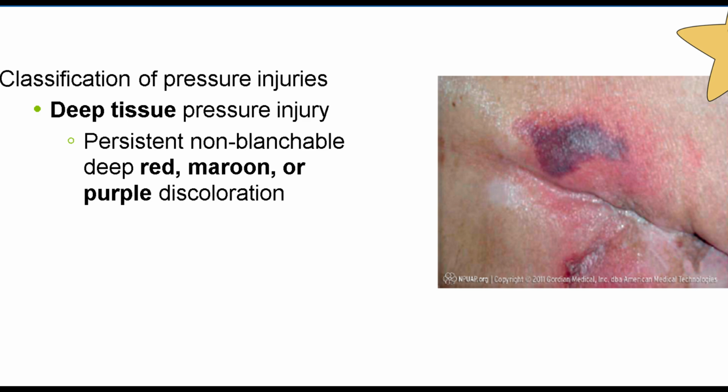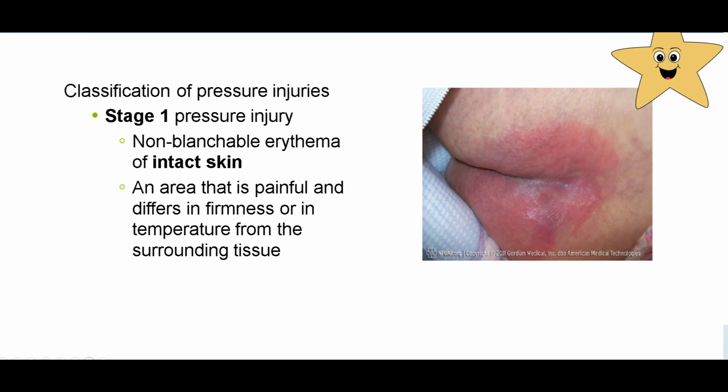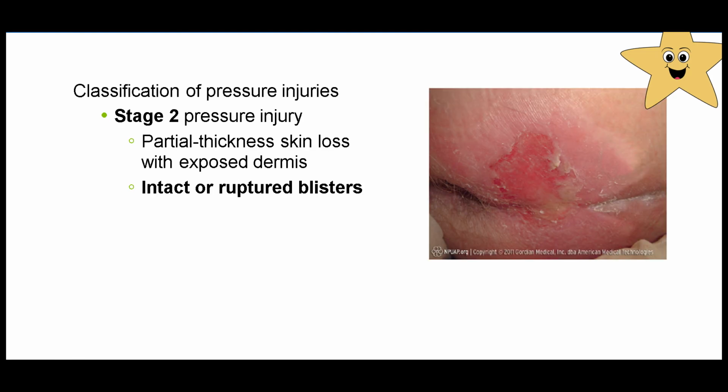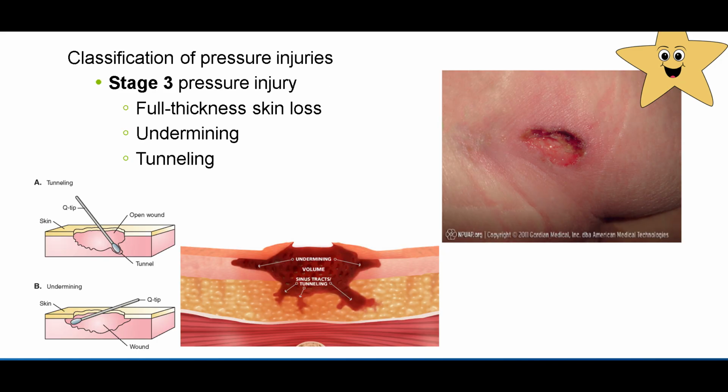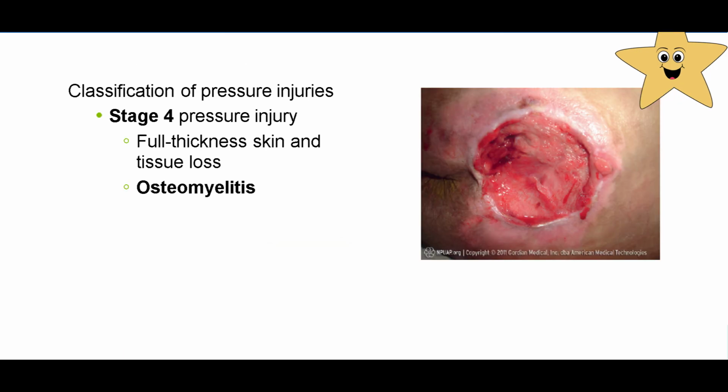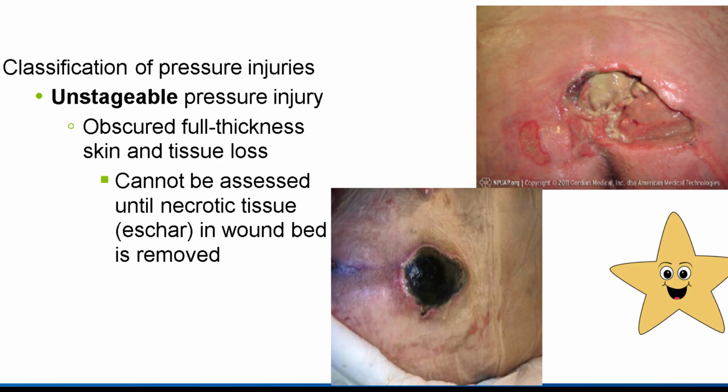Conclusion. The stages of pressure injuries include Stage 1, non-blanchable erythema. Stage 2, partial thickness skin loss. Stage 3, full thickness skin loss with possible undermining and tunneling. Stage 4, full thickness tissue loss with exposure of deeper structures. Unstageable. Depth cannot be determined due to slough or eschar.